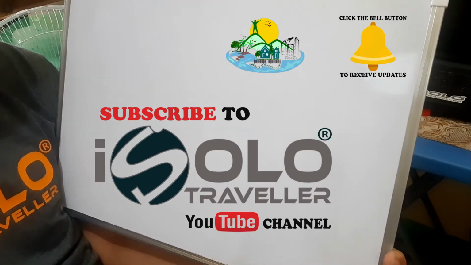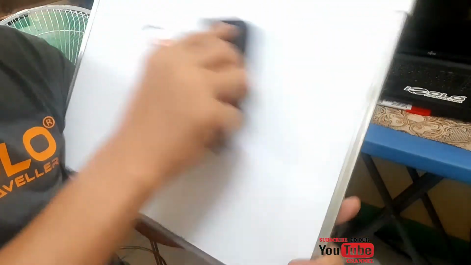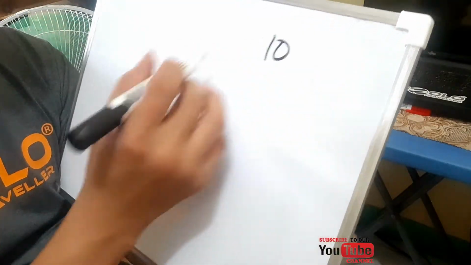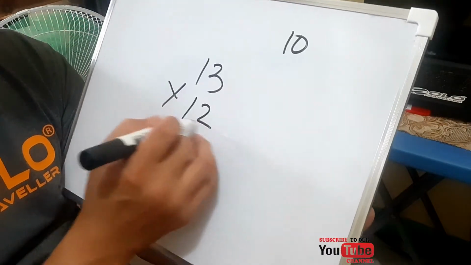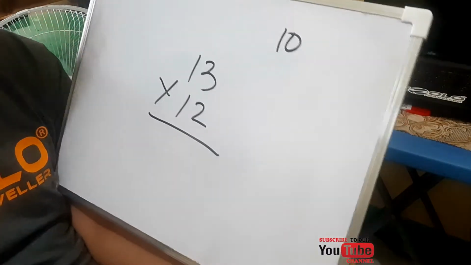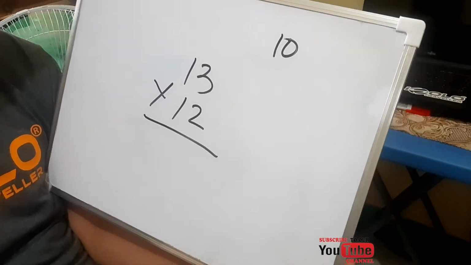The first lesson that we're about to learn is base 10. Before we continue, let me explain to you in more detailed manner how to multiply this number, base 10, 13 times 12. You can answer this instantly and mentally by using base method of multiplication.